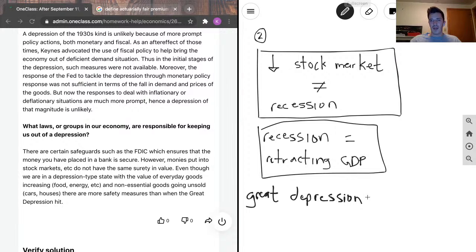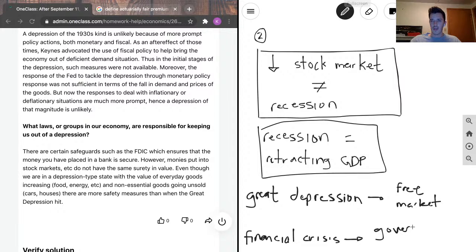With the Great Depression, I believe they essentially left it up to the free markets, aka let the invisible hand, supply and demand, solve it. And it was not very effective and lasted a long time. On the other hand, with the financial crisis, there was a lot of government intervention. They talked about, as our junior tutor talked about, the monetary policy in the paragraph there.